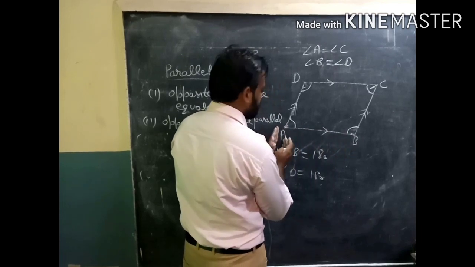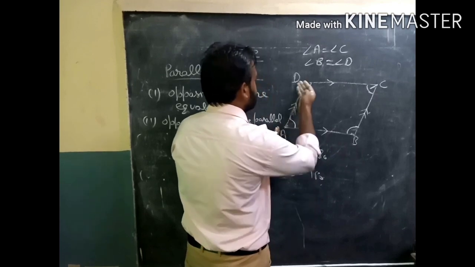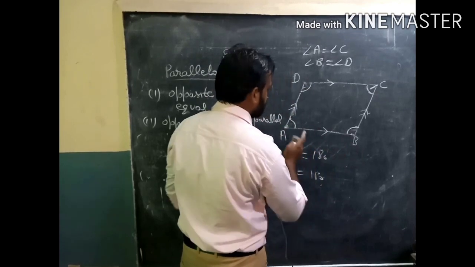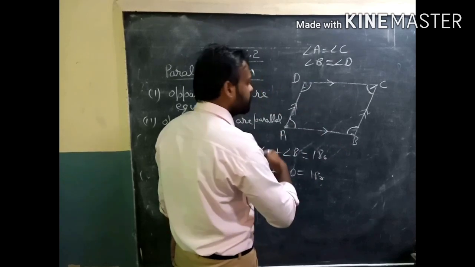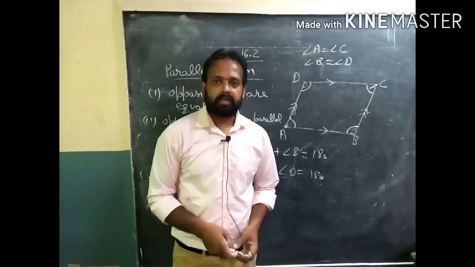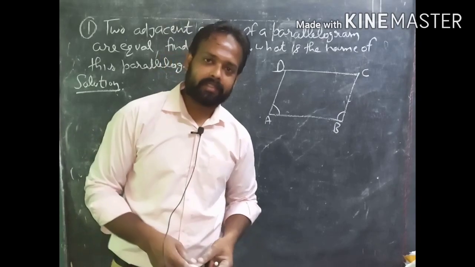So you can take A, and in its neighbor you can see angle B is here and also angle D is here. But at a single time we can use only one neighbor, and the sum of these two angles is equal to 180. So I hope this is clear to you. Now I am going to start the sums. You have to see this one also carefully. So okay, now see the first sum.